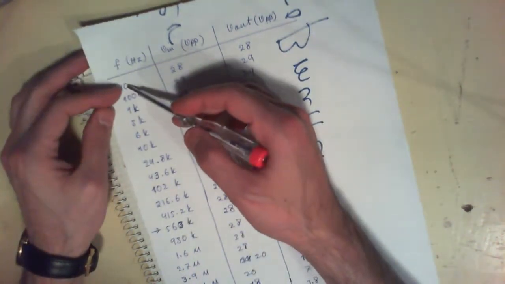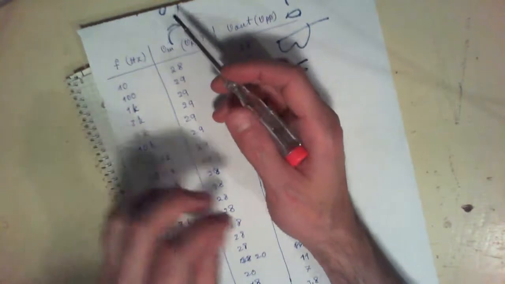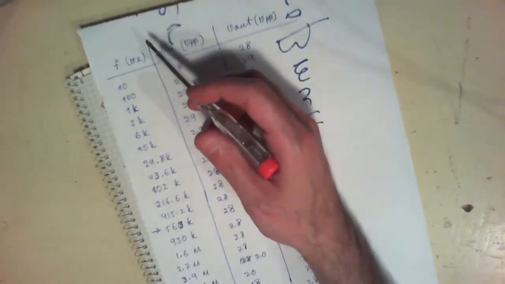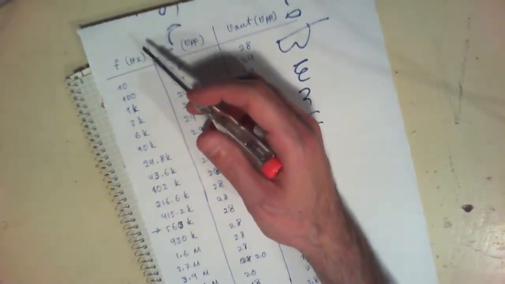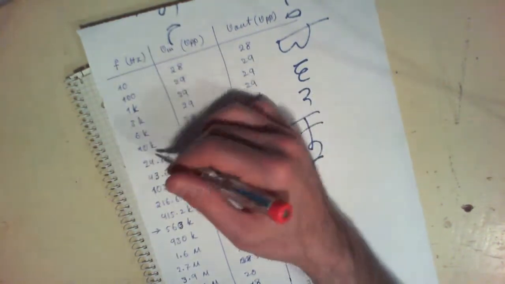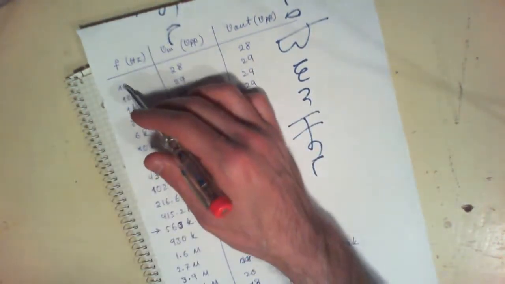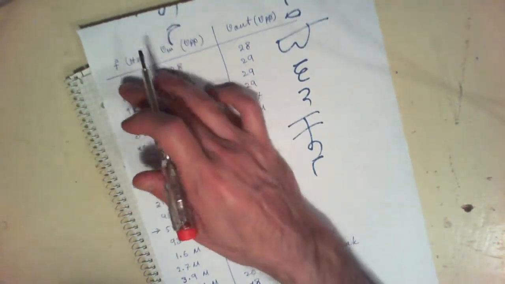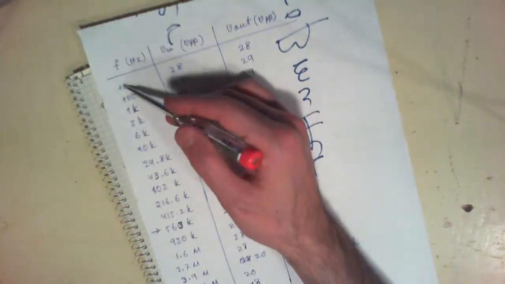So you're multiplying by a factor of 10 each time, up to 10 raised to the power 6, meaning that you're multiplying by a factor of 1 million to get from here all the way up to here. You go from 10 hertz to 10 megahertz, multiplying by a factor of 10 raised to the power 5, 10 raised to the power 6.